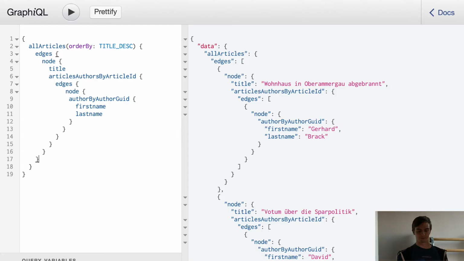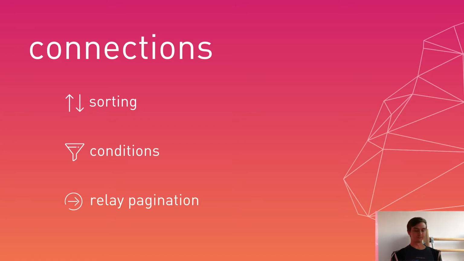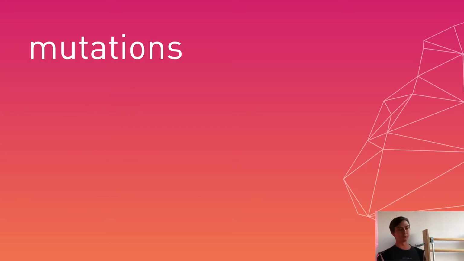For the guys of you who have used Relay, there's the special syntax. This is why you have all these edges and nodes, and it helps you to paginate through the data. And you get it for free using PostGraphQL. You also get the mutations auto-generated.